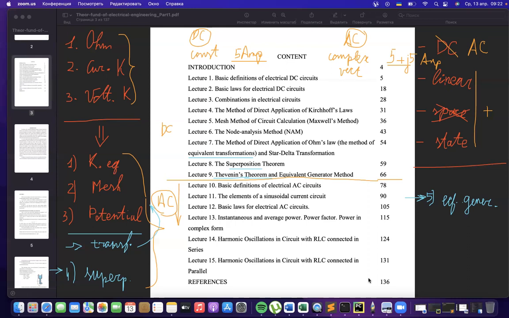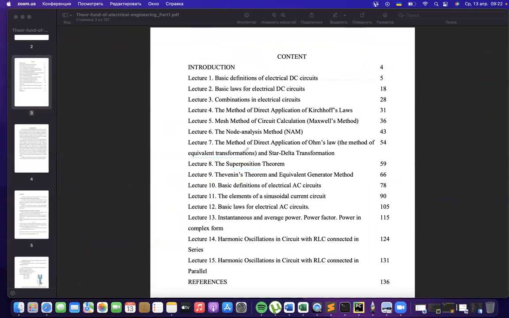Okay, and I think if you are keeping silence, then everything is okay, and there is no question. Okay, then let's move to the equivalent transformations, starting from page 54.